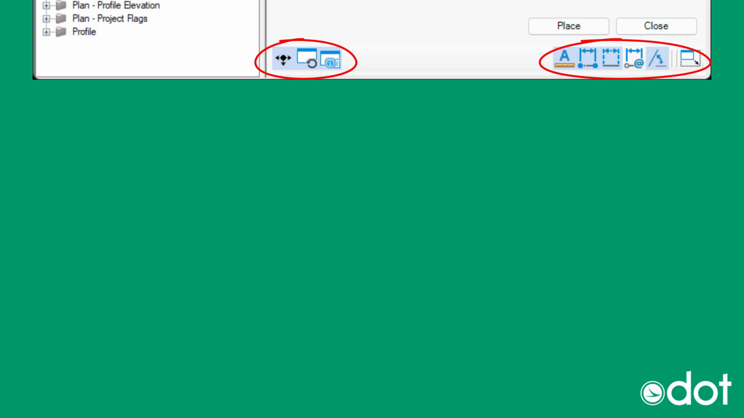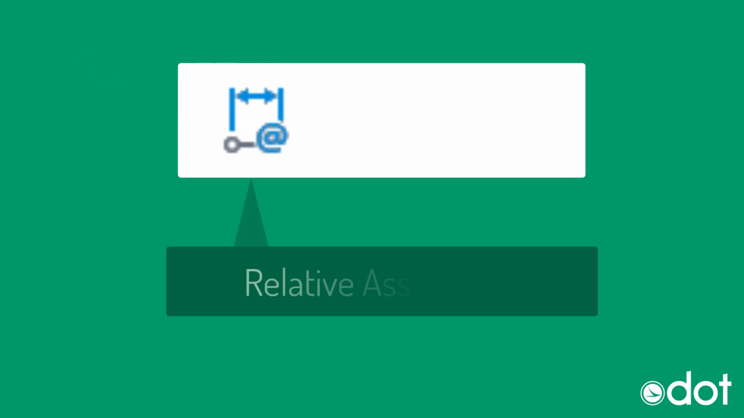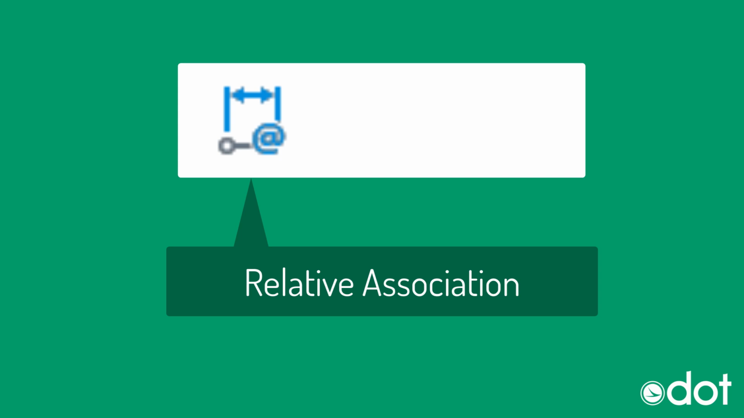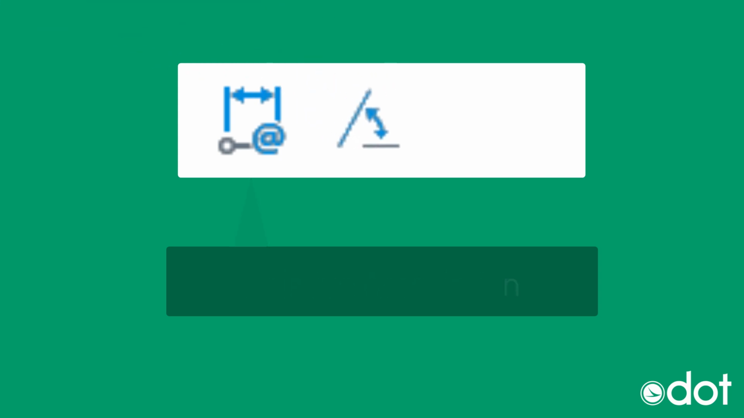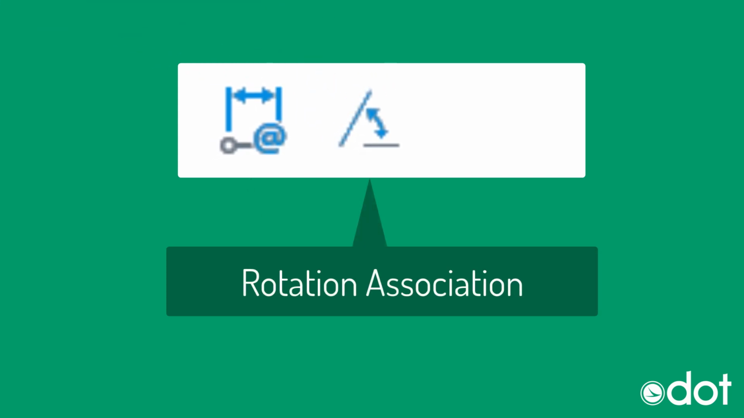So you can change those if you need to, depending on how you want that annotation to be viewed within your plans. So we're going to start off with this dimension with the @ symbol. And this is relative association. Next is going to be rotate association. So that's just going to rotation of that element that you're selecting so that it can be perpendicular with that.